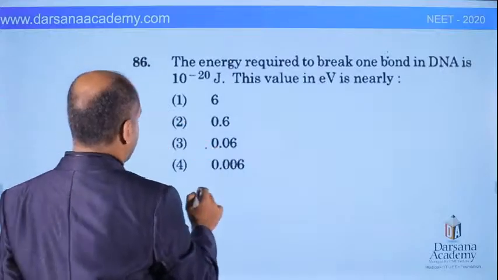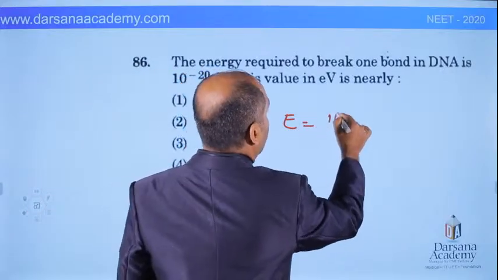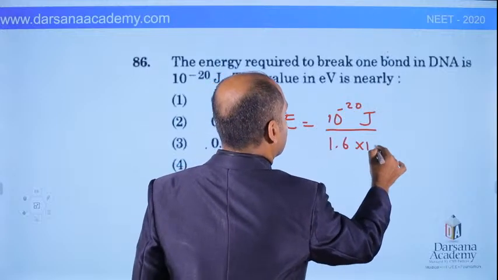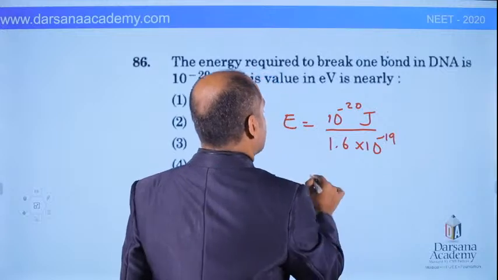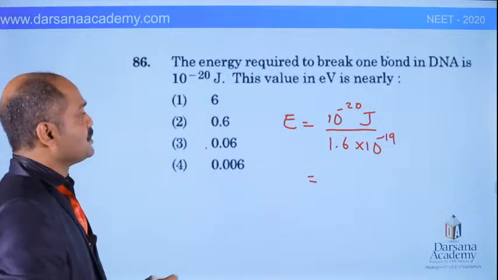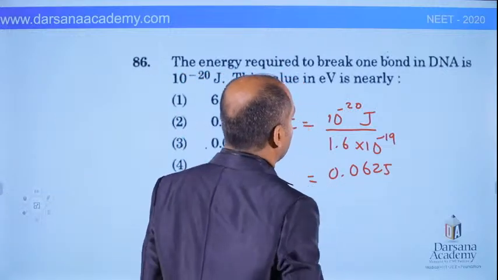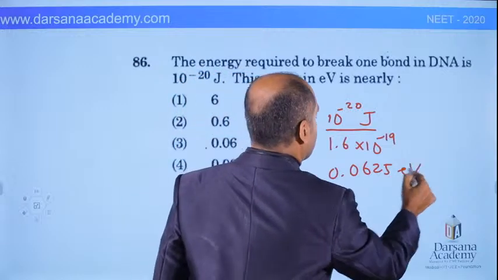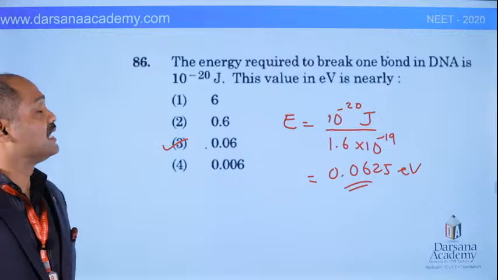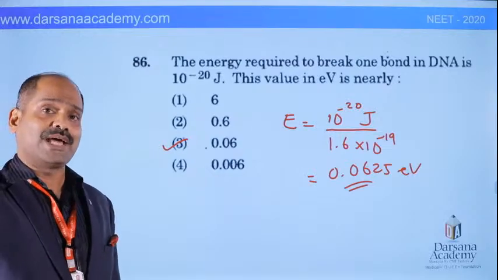You have to convert the energy. How much is it? It is 10 raised to minus 20 joule. So just divide by 1.6 into 10 raised to minus 19. In order to convert into electron volt, you will get 0.0625 as the exact value in electron volt. Here you can choose option number 3. Again, a simple NCERT question in the work, power and energy chapter; it is actually a solved example problem in your book.